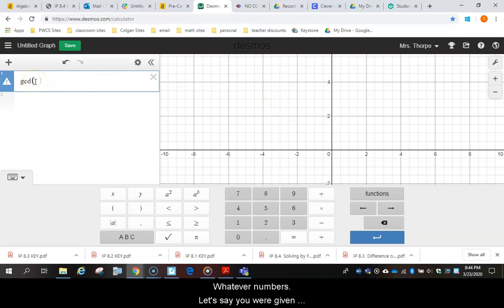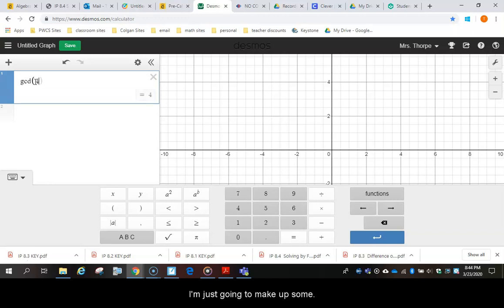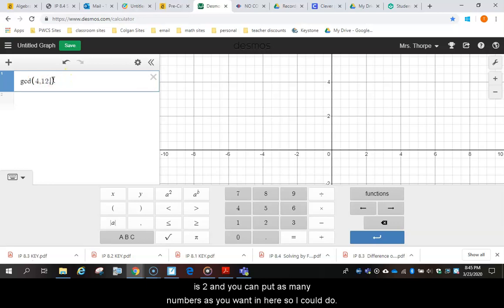Let's say you were given terms that had, I'm just going to make up some, 4 and maybe 12 and 6. I'm just making up random ones. Well, this tells you that its greatest common divisor, or the greatest number you can divide each of these numbers by, is 2. And you can put as many numbers as you want in here.